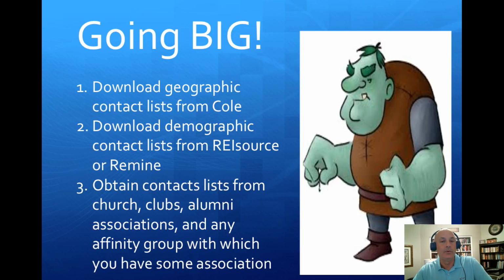2, download demographic contact lists from REI Source or Remine. These allow you to pull lists of people who have some affinity with each other. They are the same age, they graduated from the same school, they drive red Corvettes, they raise yellow parakeets, they came from Tajikistan, they speak Urdu. Just about any combination of those factors. Literally just go dozens and dozens and dozens of demographic characteristics that you can pull from.